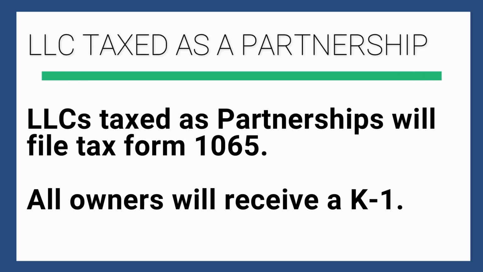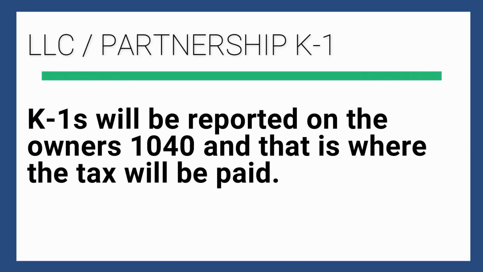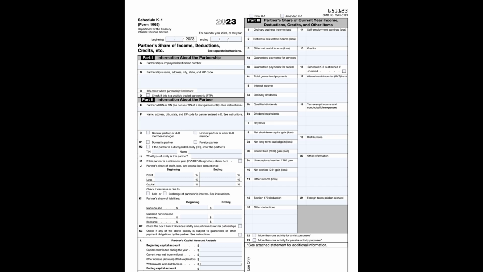LLCs taxed as a partnership will file a separate tax return. It will file tax form 1065. A 1065 tax filing is generally due March 15th, and it will provide the members, the owners, a K1. The members will report the LLC K1 on their 1040. A little different than a Schedule C for a single member LLC. You're effectively reporting the net income, the different aspects of a K1 on your 1040 from the 1065 that was filed.